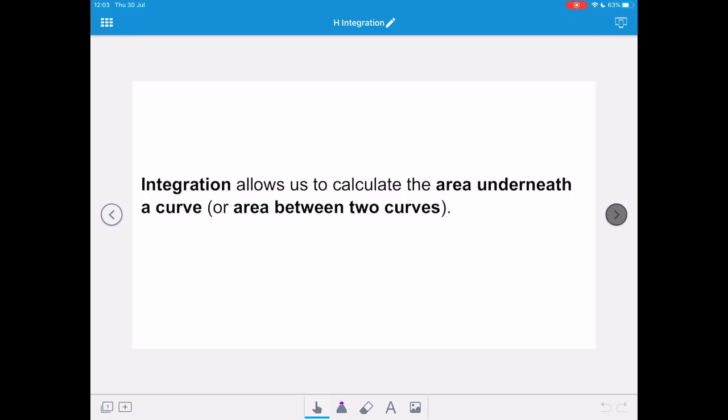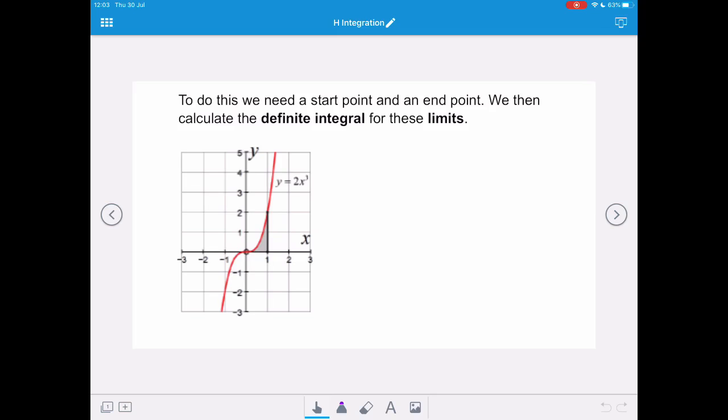of intersection with the x-axis or the two curves. To do this, we need a start point and an end point. We then calculate the definite integrals for these limits. So if we wanted to calculate the shaded area in this diagram, we've got a lower limit of 0 and an upper limit of 1.